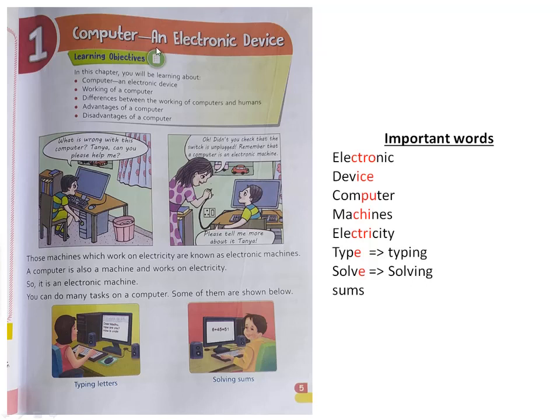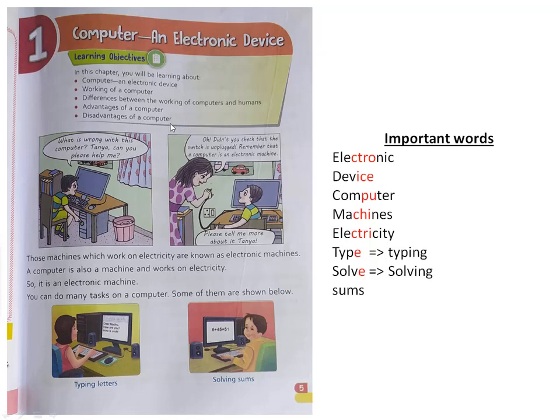Computer, an electronic device. In this chapter, you will be learning about computer, an electronic device, working of a computer, differences between the working of computers and humans, advantages of a computer and disadvantages of a computer.